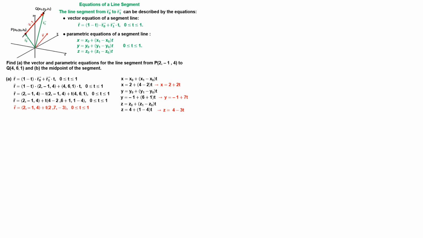The midpoint of PQ corresponds to t equals 1/2 because 1/2 times vector r is half the length of vector r. In other words, the midpoint of PQ is the terminal point of the position vector r when t equals 1/2. And of course, you could get the same result using the midpoint formula.